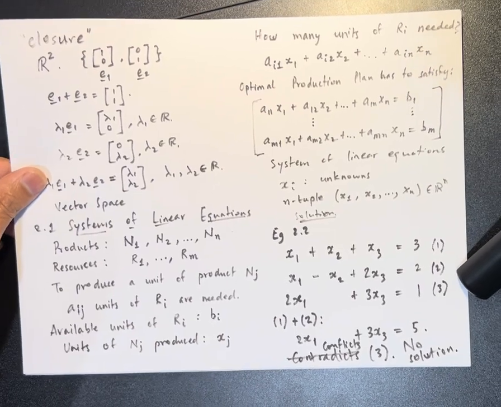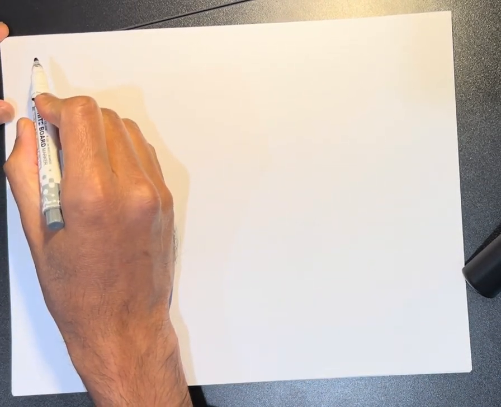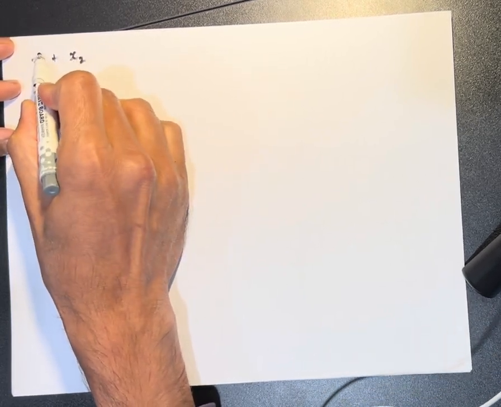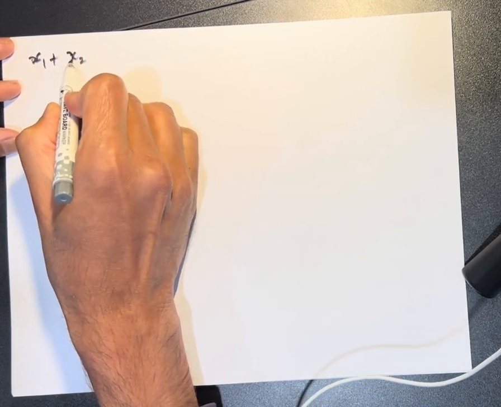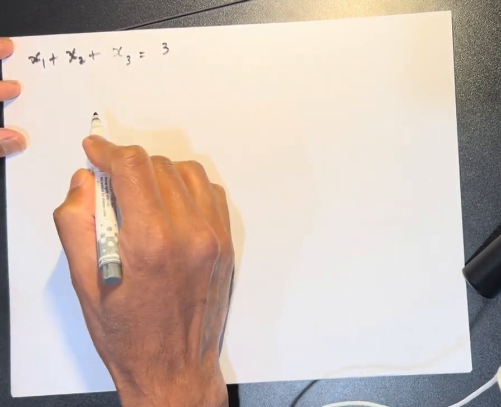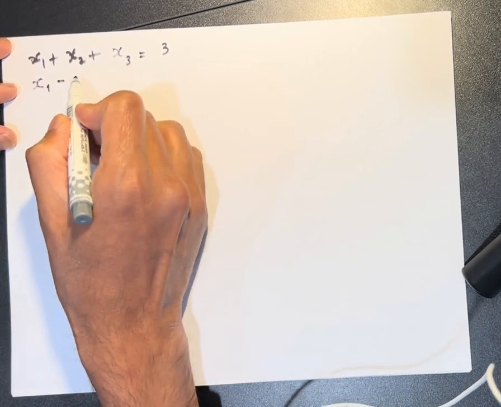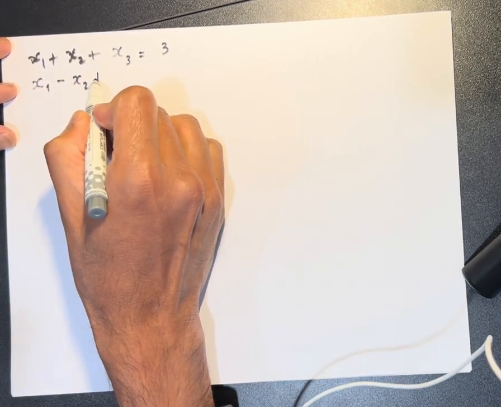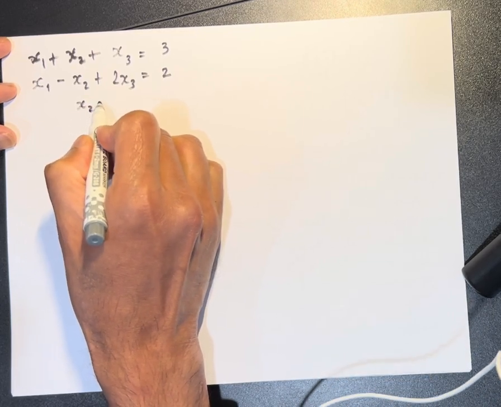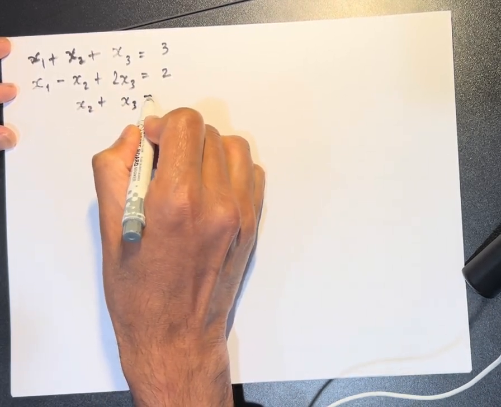Now we'll move on to another example. So now we have x1 plus x2 plus x3 equal to 3, x1 minus x2 plus 2x3 equals 2, and x2 plus x3 equal to 2.